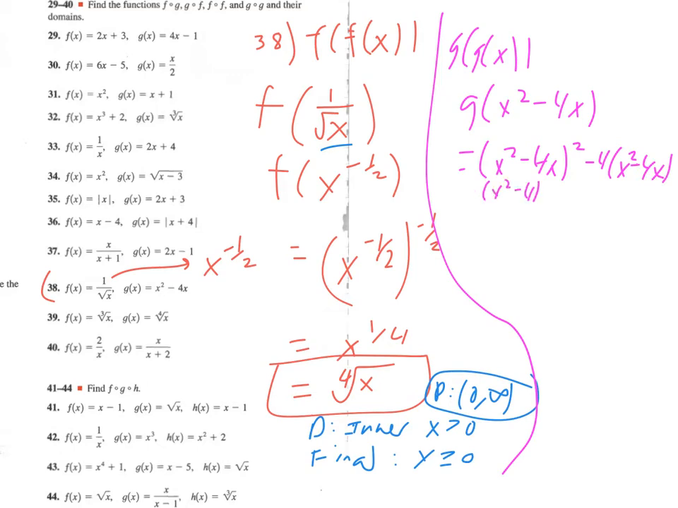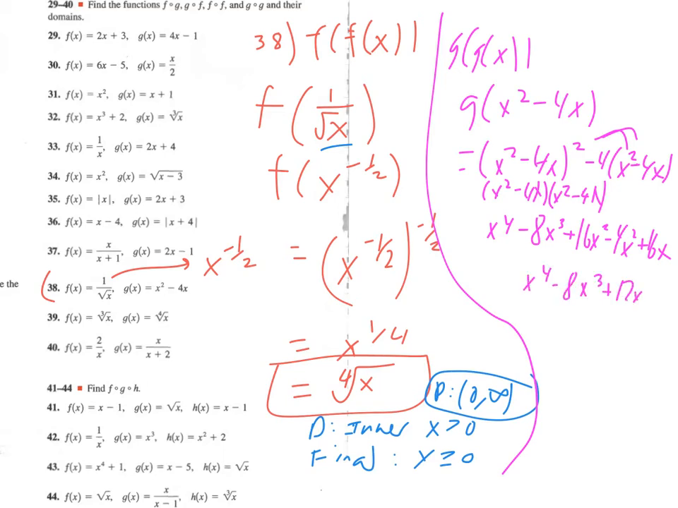Okay, so the first one here, I need to write it twice and FOIL it. So that's going to be x to the 4th minus 8x to the 3rd, and then plus 16x squared. And then over here, I'm going to distribute that -4 in there. And then I'll just combine my like terms. Okay, and that's good to go.